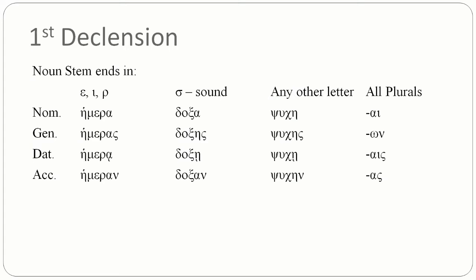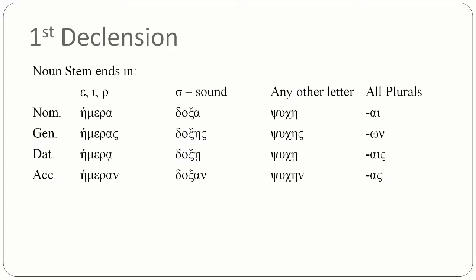Now if your stem ends in a sigma sound, you have alphas in the nominative and accusative, and etas in the genitive and the dative, as you have here with doxa. So this one changes the vowel: doxa, doxes with an eta, doxa with the iota subscript, and doxan.